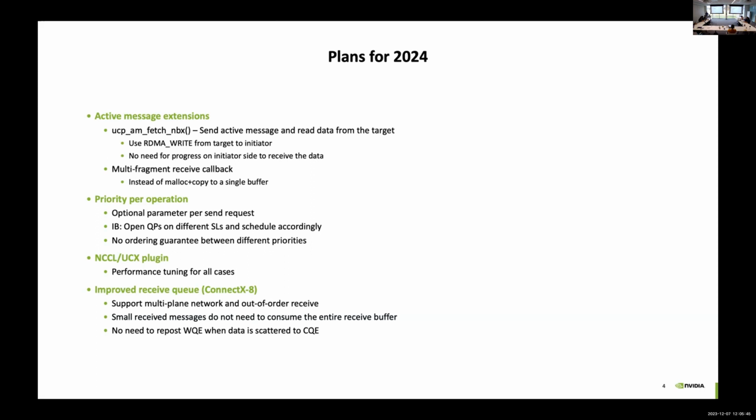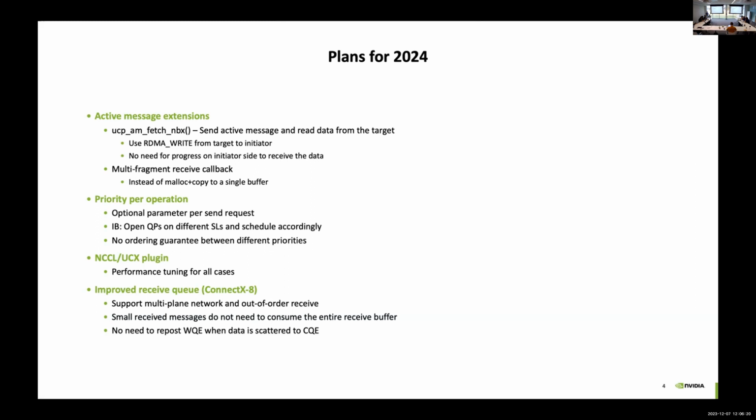So as Hessam pointed out in the first day, we'd like to have a priority per operation. It means that whenever we call a UCX API that sends something, we would have an optional parameter to specify high or low priority. We're still figuring out if we want just a small set of priorities or allow the user to query or specify the number of priorities to have.